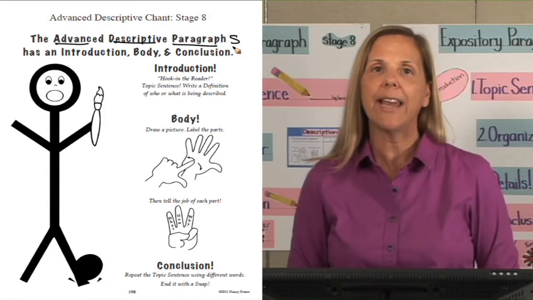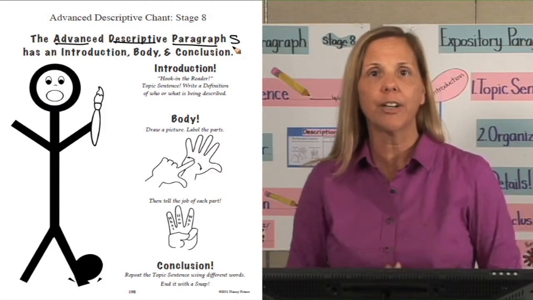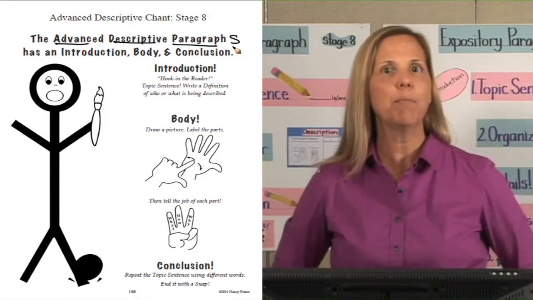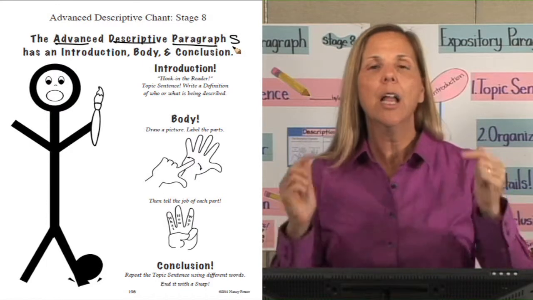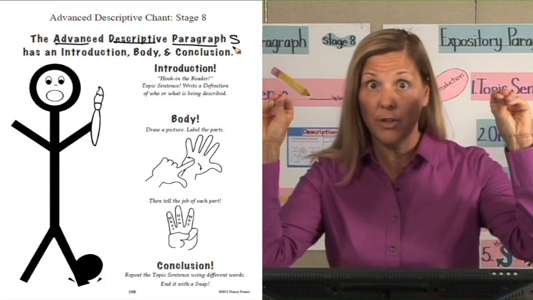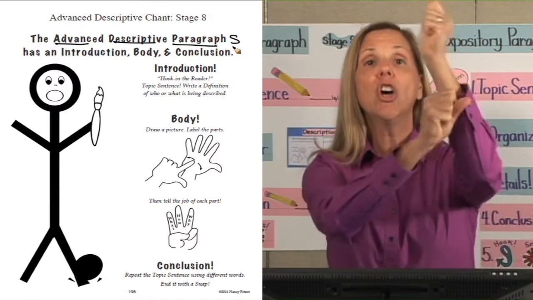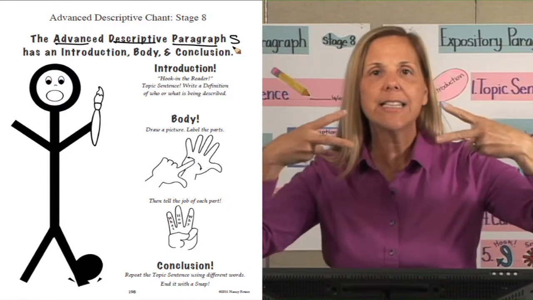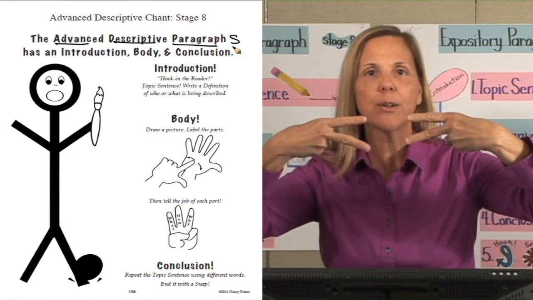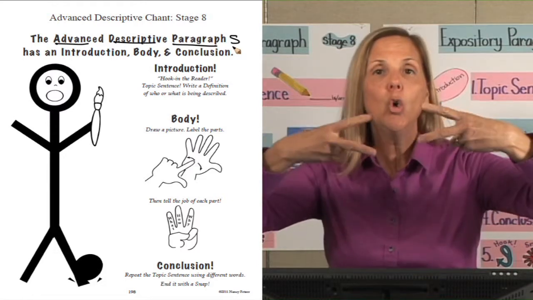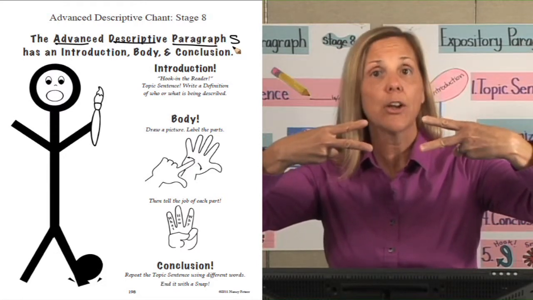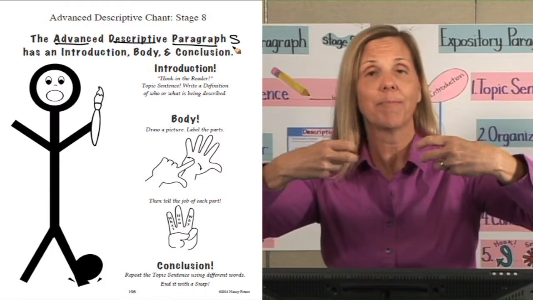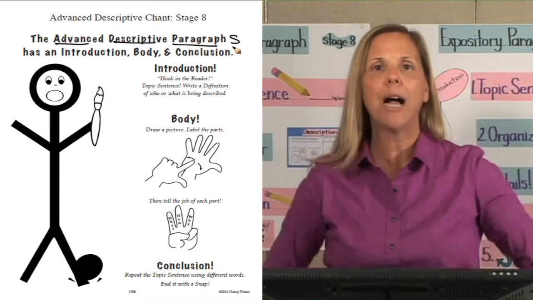So we have our Advanced Descriptive Writing that we're going to learn. What does that have? It has an introduction, a body, and a conclusion. Wow, it's the same parts we keep learning. Introduction, body, conclusion. Let's find out what's in the introduction for stage 8. Introduction, hook in the reader. Then tell your topic sentence. That's a definition. Make sure you put your fingers out like this, like an equal sign. Who or what is being described? So now you'll write a definition for your topic sentence or give a big picture of your subject. Let's go back and say it again. Introduction, body, conclusion.